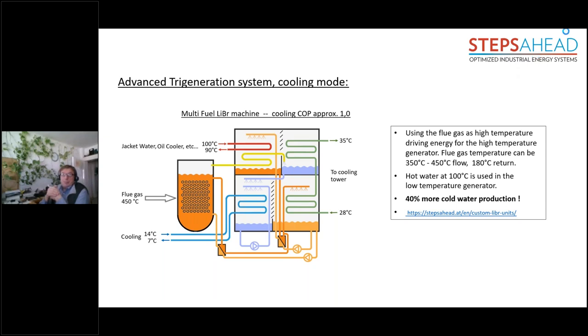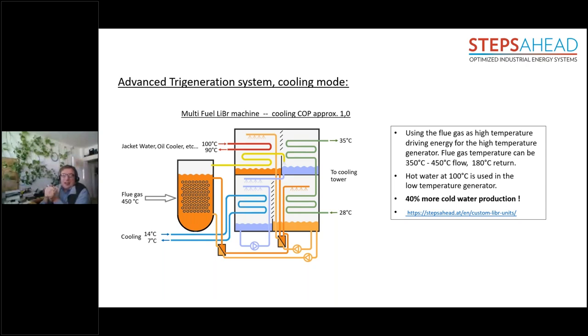Coming from the simple machine to the so-called multi-fuel machine, which is very similar to a double stage chiller, but it is not completely the same. When you look at the temperature, you again identify the salt solution, the orange fluid, and you can identify that we have got an additional generator, the so-called HTG or high temperature generator. In this generator, you boil up the weak salt solution, and the driving energy in a cogeneration system is the flue gas of the engine.